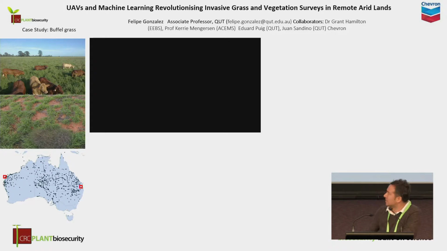And we went and studied at two places, one in Chinchilla in Queensland, where it's pasture, and in Western Australia at Cape Range National Park.